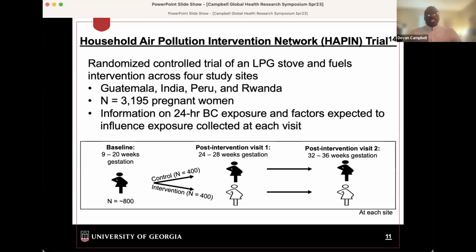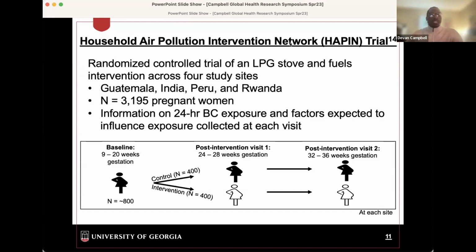So now I'm going to get into the methods. I'm going to give a brief overview of our parent study called the Household Air Pollution Intervention Network Trial, or the HAPIN trial. This is a randomized controlled trial of an LPG stove and fuel intervention across 4 study sites located in Guatemala, India, Peru, and Rwanda. In total, we have 3,195 pregnant women enrolled, and information on 24-hour Black carbon exposure, as well as factors expected to influence exposure, was collected at each of our visits.